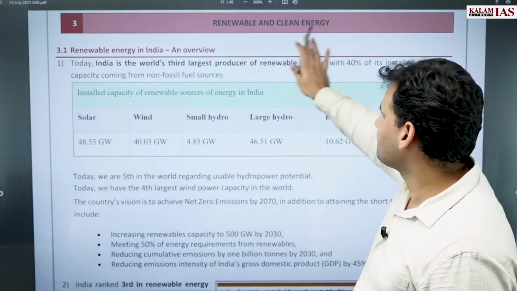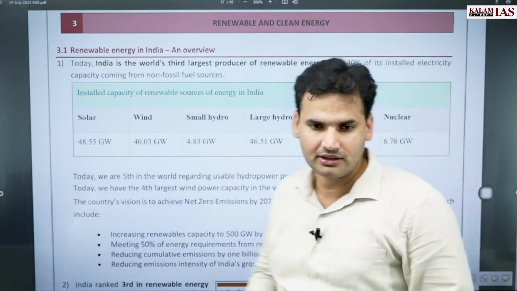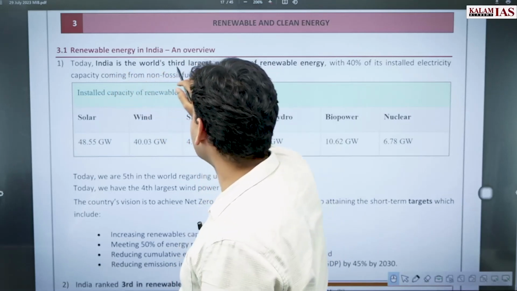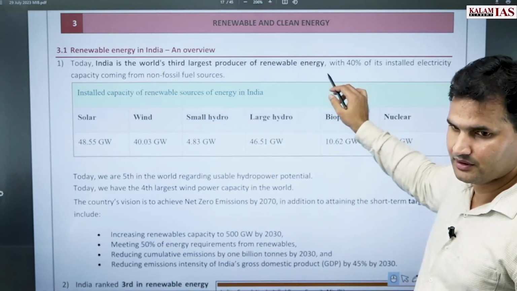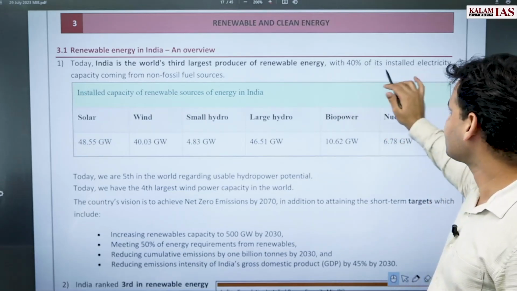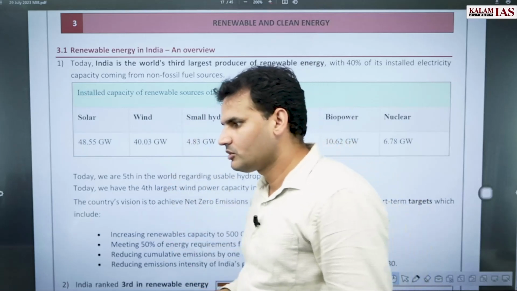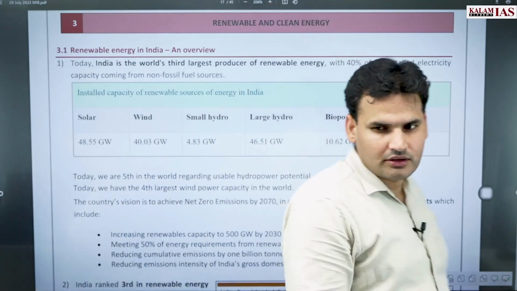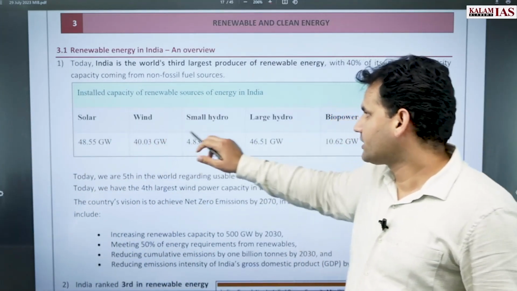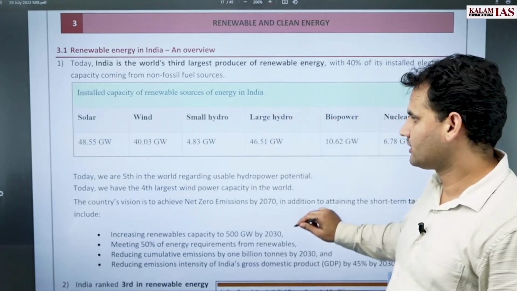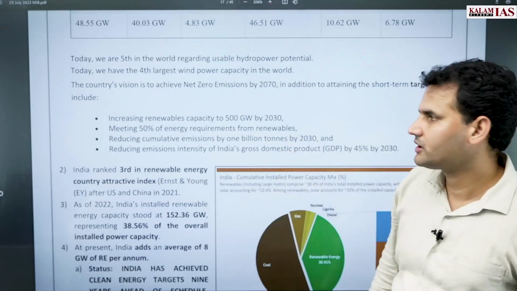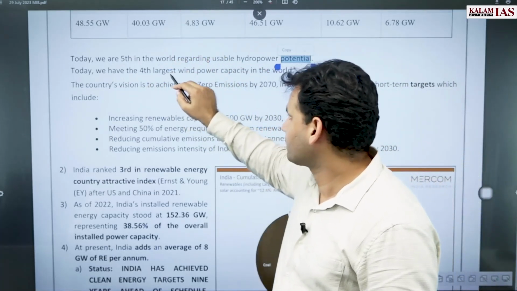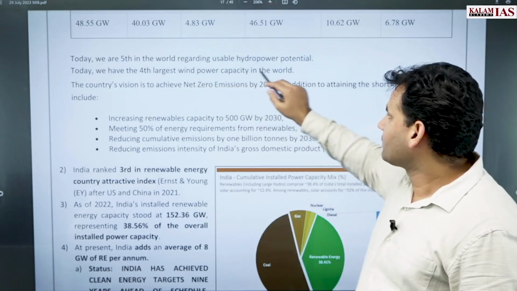Next in line, extremely important, that is renewable and clean energy. Please remember this, India is the world's third largest producer of renewable energy. ये data सबको याद होना चाहिए. With 40% of its installed electricity capacity coming from non-fossil fuel sources, which includes, of course, the solar, the wind, small hydro, large hydro, biopower, and nuclear energy. Also, very important, today we are fifth when it comes to usable hydropower potential. We are at number 4th when we talk about wind power capacity in the world.